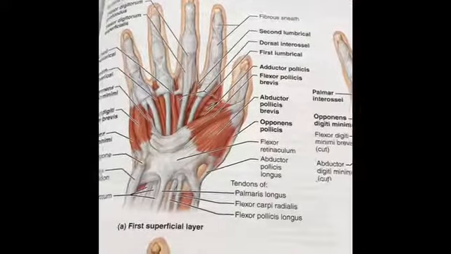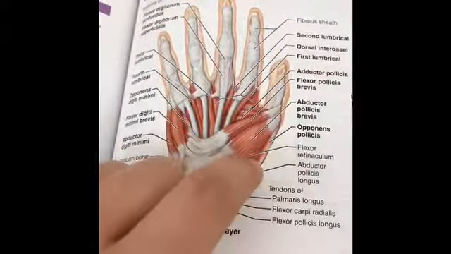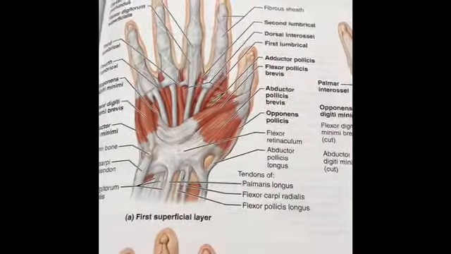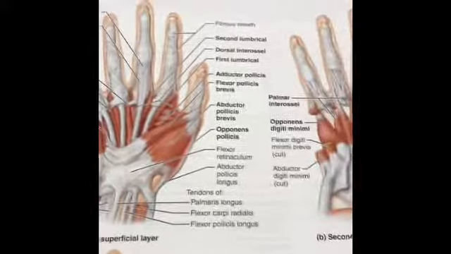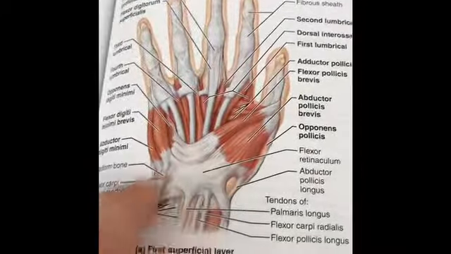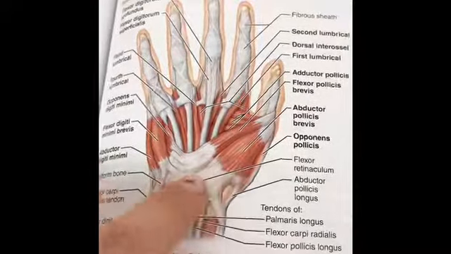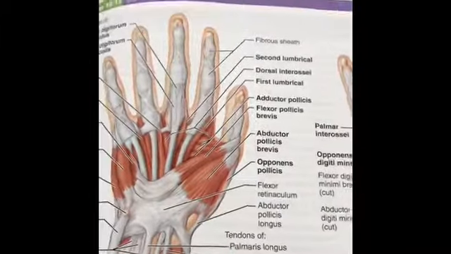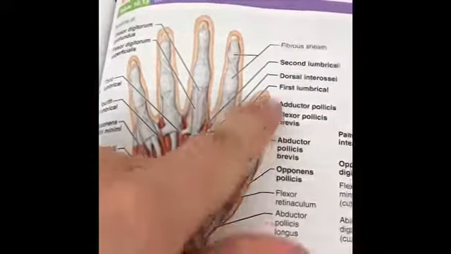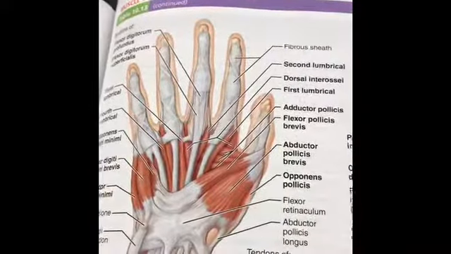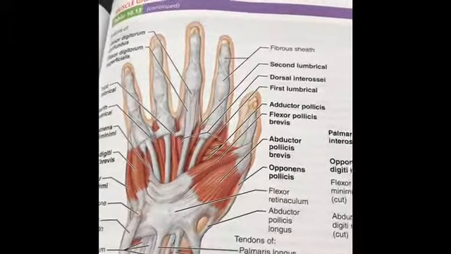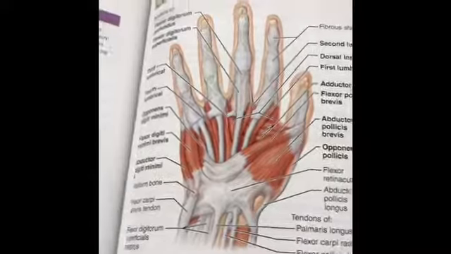Next is the opponens pollicis, which is found here. The origin is the flexor retinaculum and trapezium. The insertion is the whole anterior side of metacarpal 1. The action is opposition, which is when the thumb touches the fingers of the same hand.